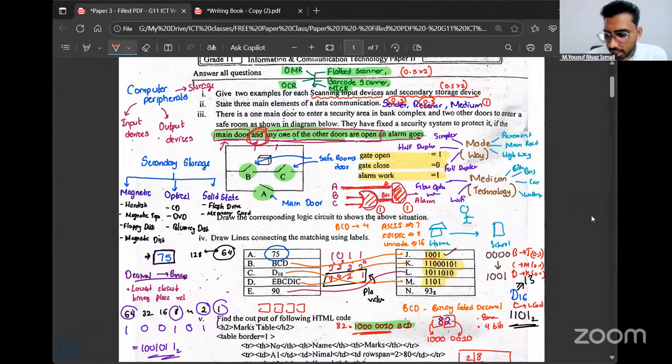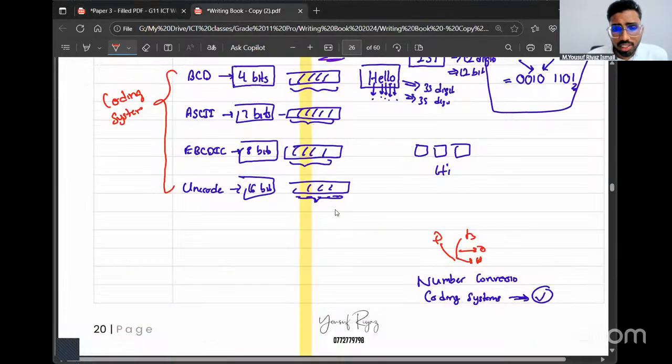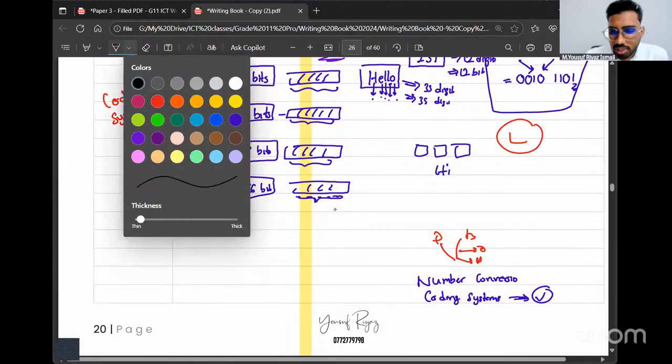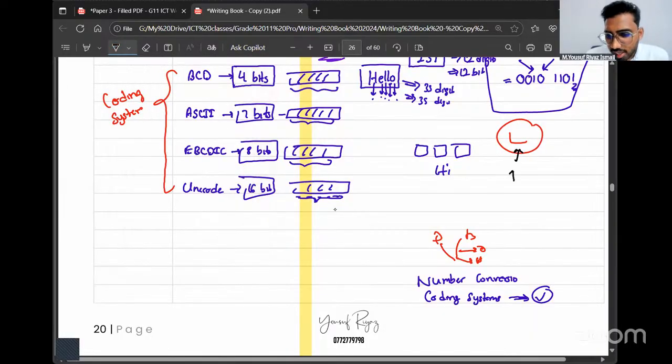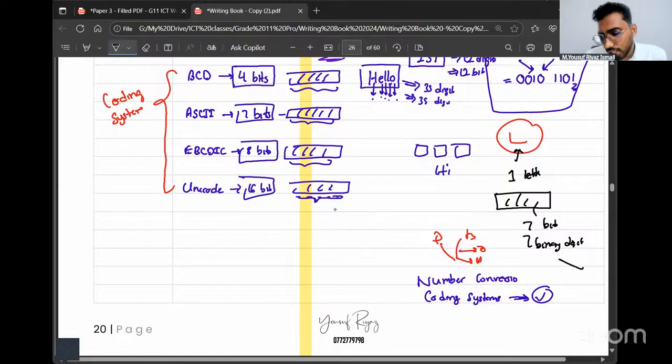We can consider L as ASCII code, right? No. Nicely open your eyes and tell me where can you see 7 bits here? I can just see one letter here. Can you see 7 bits here? I can see only one letter here. To consider a value to be an ASCII value, that value has to have 7 bits, which means 7 binary digits. If it doesn't have 7 binary digits, it's not an ASCII code.